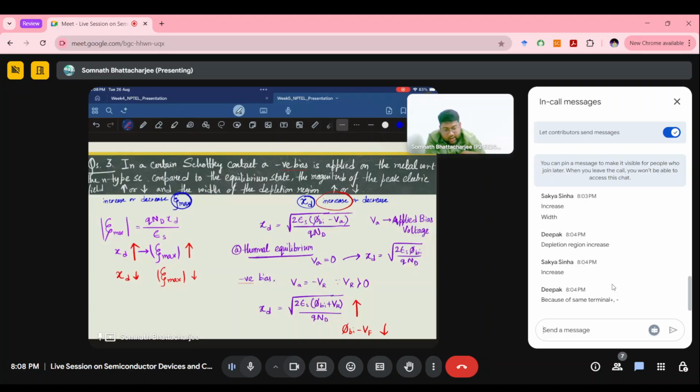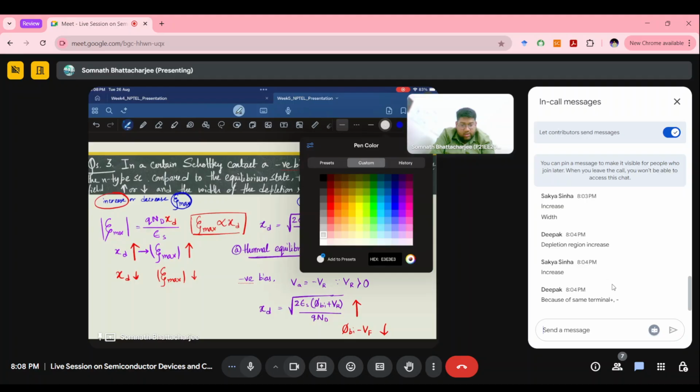So as you have xd here, based on the increase in xd, it will increase. In this case, as we are giving a negative bias, both the terms will increase. So this is the correct answer. We'll move on to the numerical problems. If anyone has any question on this, let me know.